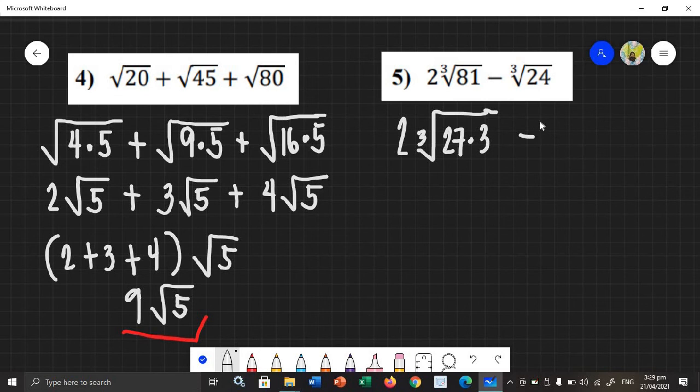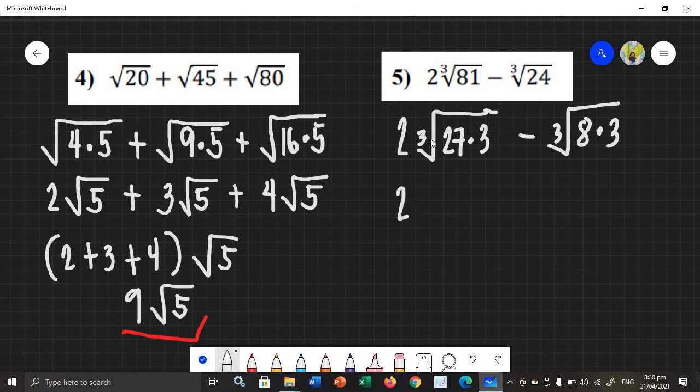And then, minus cube root of 24. So, si 24, ifa-factor out din natin siya. Hahanap tayo ng factor niya na perfect cube. And that is 8. Okay? Times 3. It will be equal to 24. No? And then, right after natin i-factor out each given, simplify natin siya.